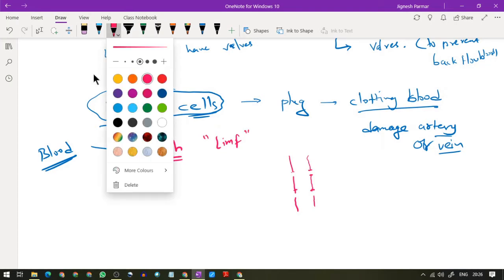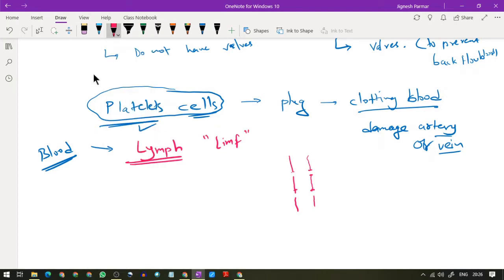Now what does it contain? It contains lots of things: proteins are there, cells are there, plasma is there. Now this is the cell, and here I have certain cells around it.